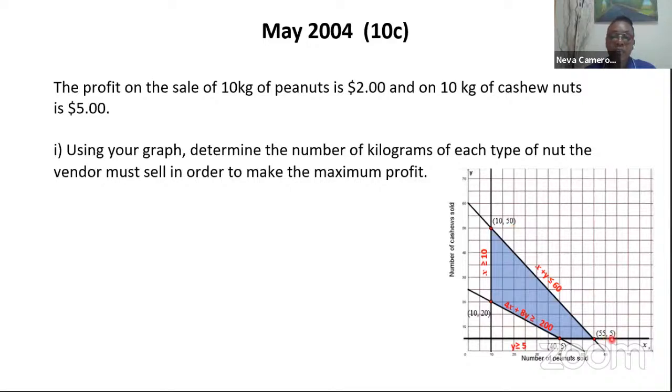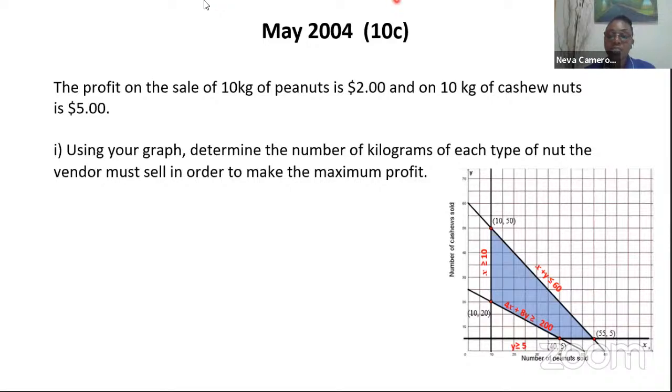Would you think if we were to sell 55 kilograms of peanuts and 5 kilograms of cashew, that would give us the maximum profit? So we want you to look at it and see if we can come to some consensus as to which one. All right, no, the least amount of profit. So the question is, which one would give us our maximum profit of the 4 coordinates that are the vertices of our feasible region? Okay, so Camila is saying peanut costs less, so we'd have to go with cashew costing more.